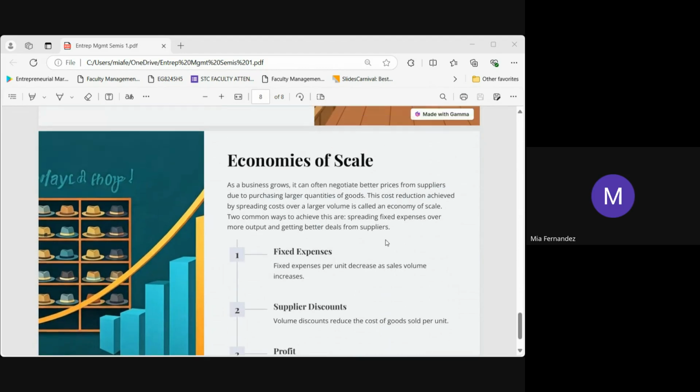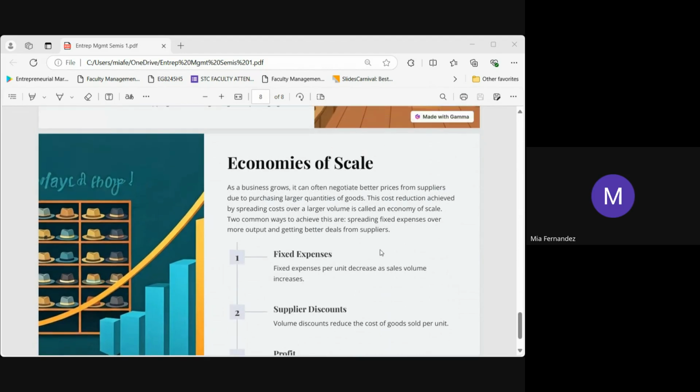Now, we move on to economies of scale. Pag sinabi economies of scale, as the business grows, syempre lumalaki na rin yung volume ng iyong in-order from your suppliers. Pwede ka nang makipag-negotiate for discounts, right? Or you can negotiate better prices. So, yung cost reduction can be spread over the large volume, which is called an economy of scale.